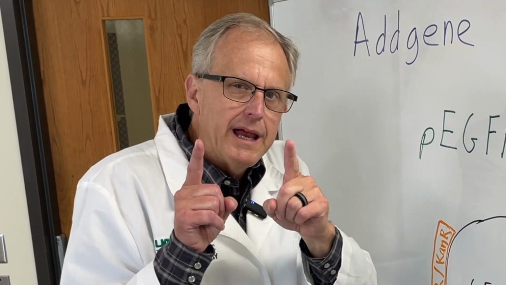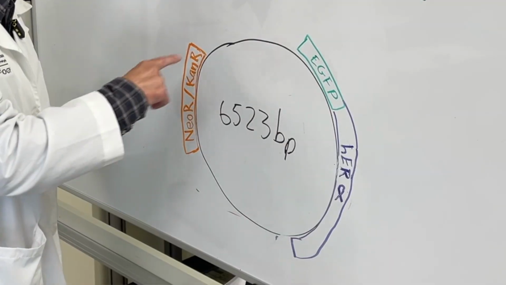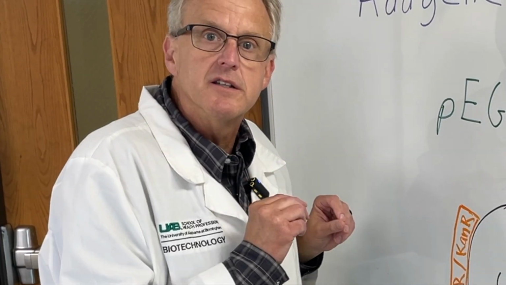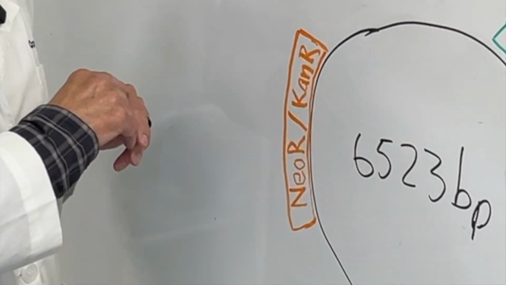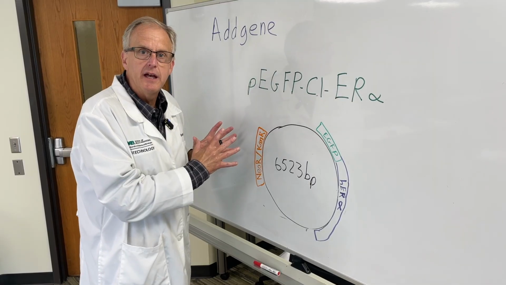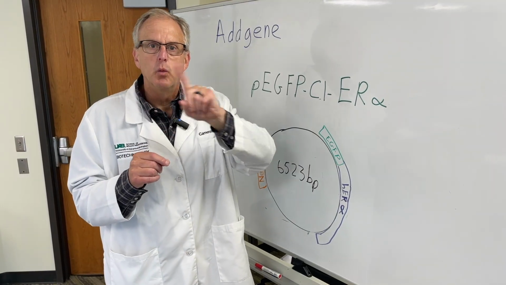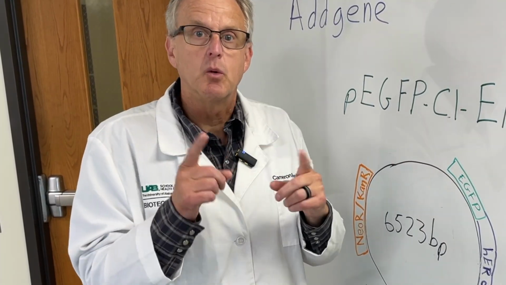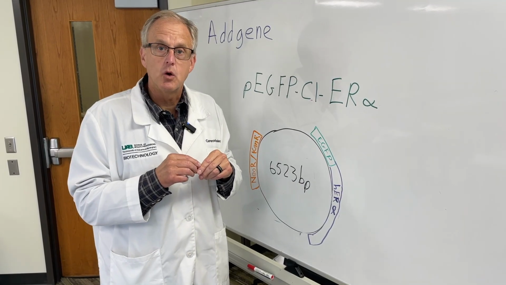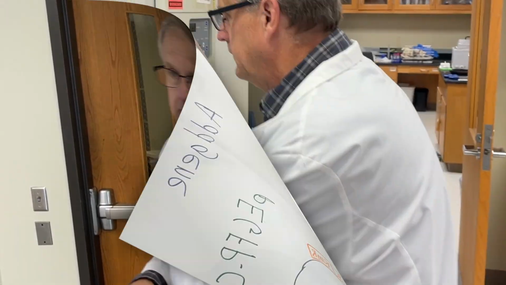But the important aspect of what we're going to use today is that on this circular plasmid is a resistance. It will make resistance to neomycin and also kanamycin. We can use that as selection markers. That is, how are we going to determine which bacteria have incorporated our plasmid? That's what we're doing, transforming E. coli with this plasmid. Let's go to the lab, transform, and select, and have a grand time.